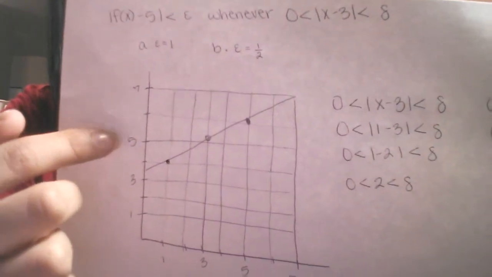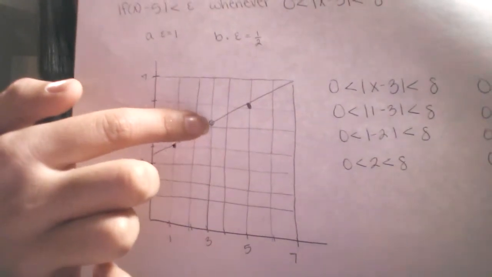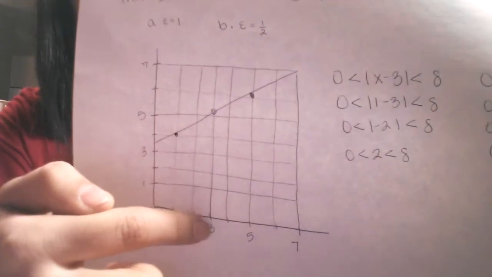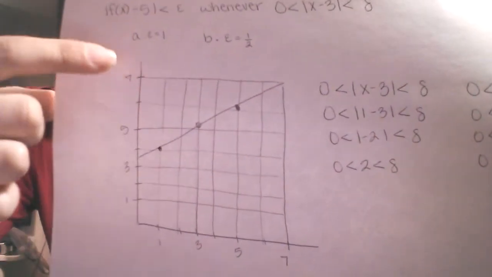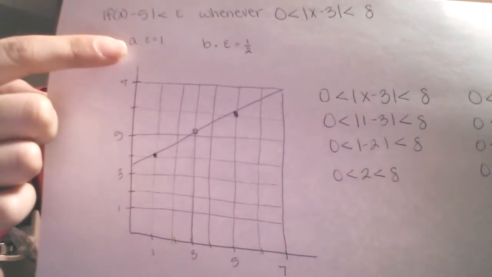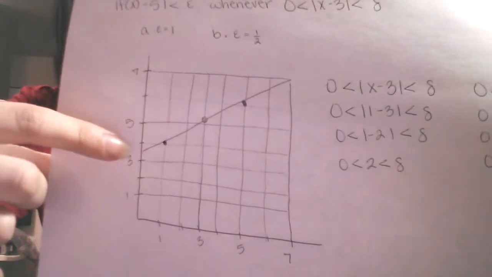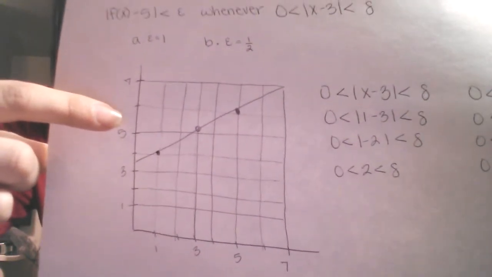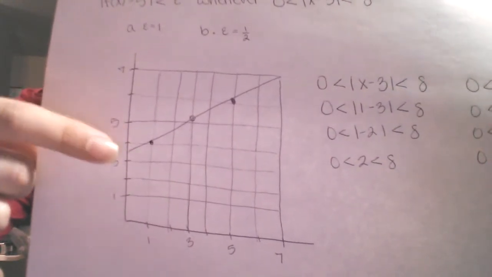So on this graph, 5 is right here, and going along here, you'll see that it is in line with 3. So epsilon, they gave you a value of 1. Since they gave you a value of 1, that means you have budging room of being allowed to go up 1 and go down 1 for epsilon.